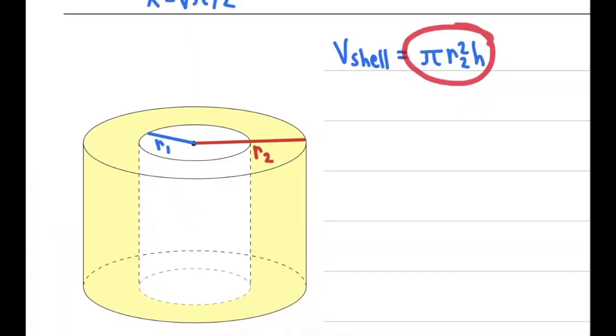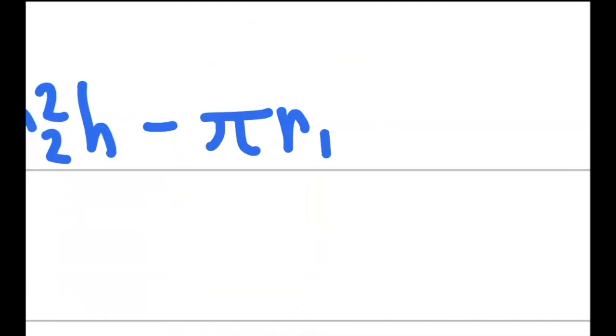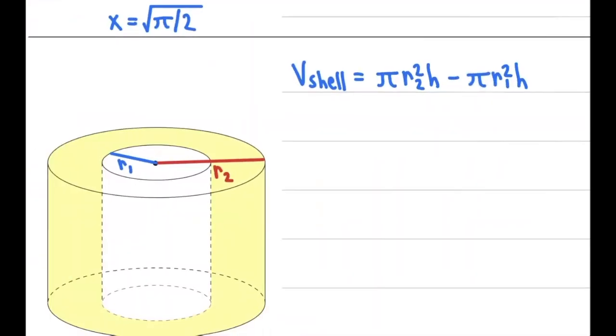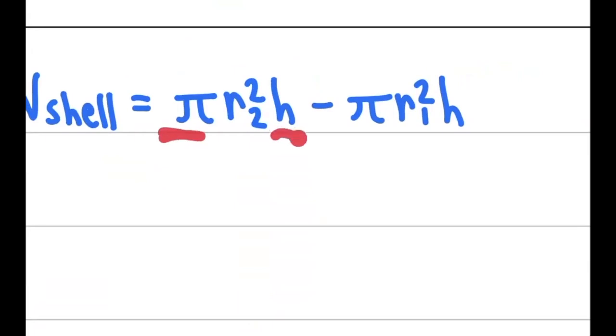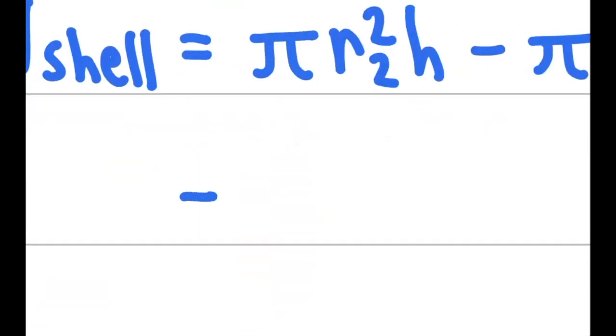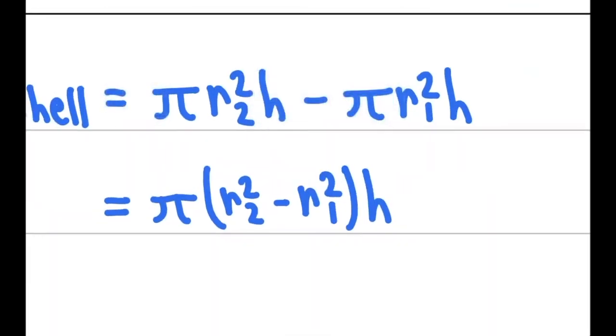But this is the volume of the outer cylinder, and then we're going to subtract the volume of the inner cylinder, which is the hole. So minus pi r1 squared h. Notice how both of these have a pi and an h, so I can factor that out and write it like this. I'm just going to keep it like this because I like it when h is at the end. You can put the h here if you want.